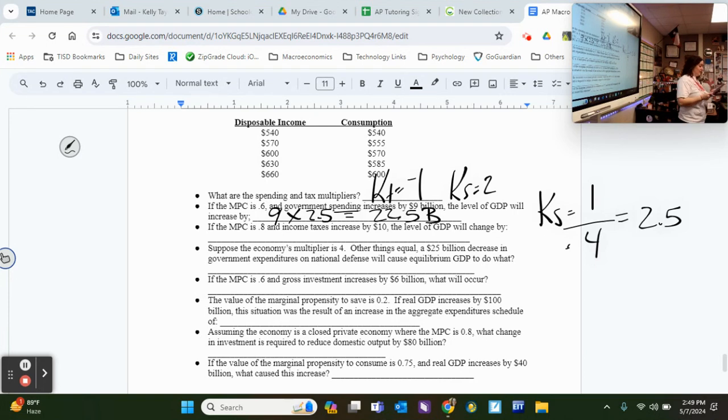Do we have an answer to the next one? Yes or no? No? Okay, I'll give you about 10 more seconds to answer the next question. Notice that it's a tax change, so we're going to be using the tax multiplier on the next bullet point.